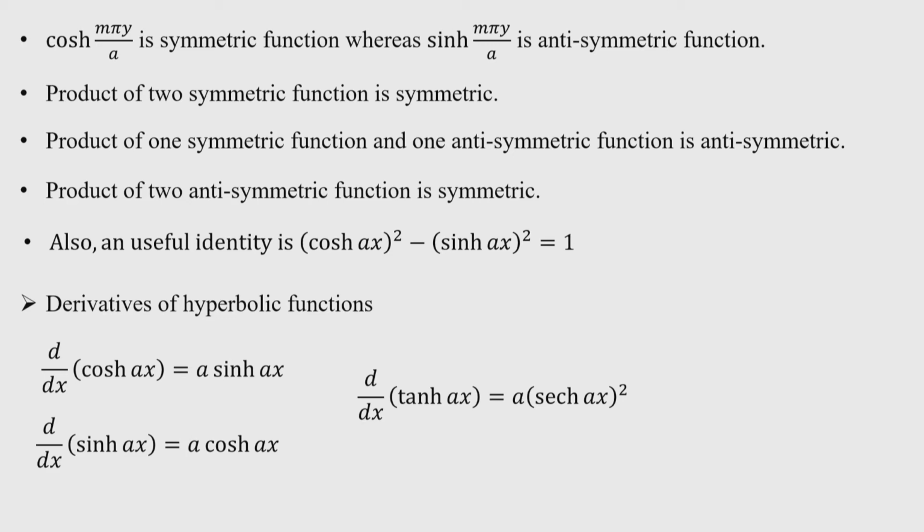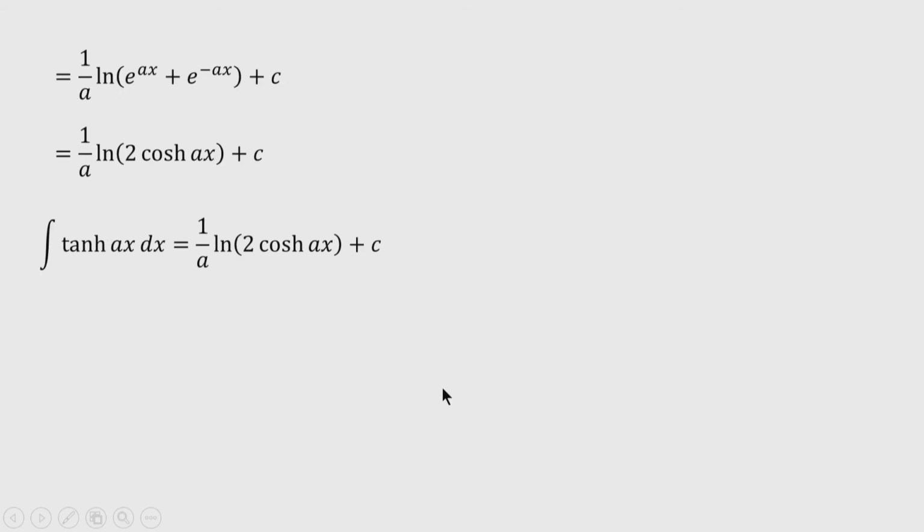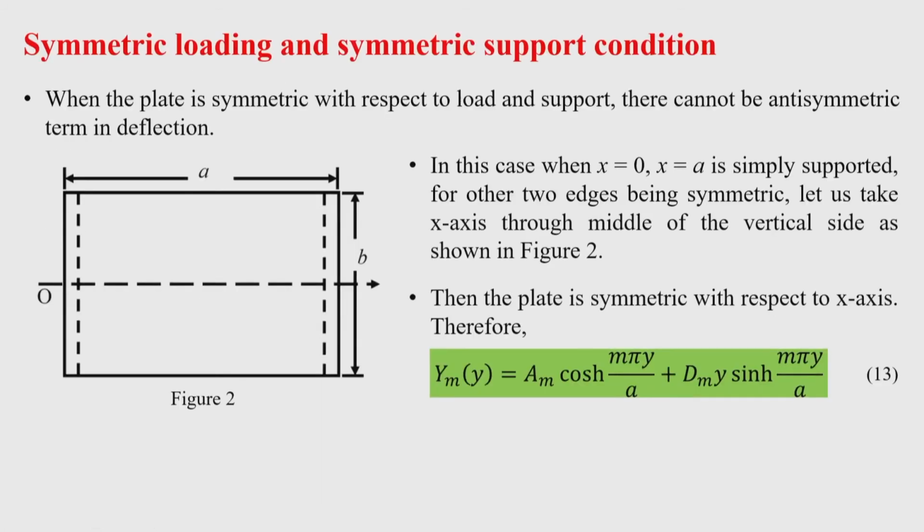So, that identity can be used in simplifying the solution. Okay. So, the integral of this tan hyperbolic a x is given here. Then we can see what happens when there is a symmetric loading and antisymmetric and symmetric support condition.